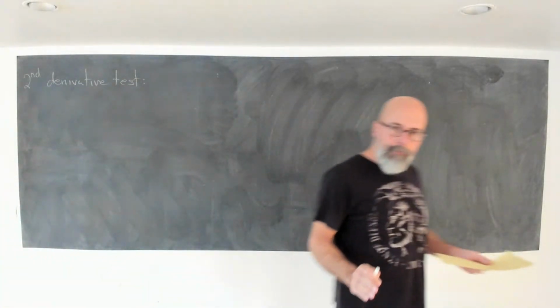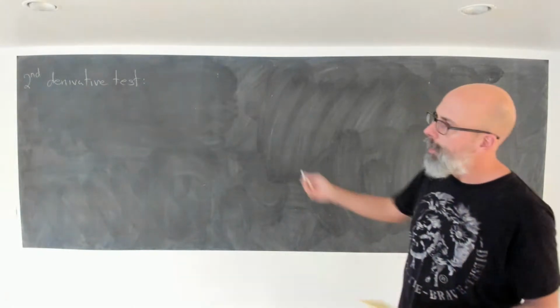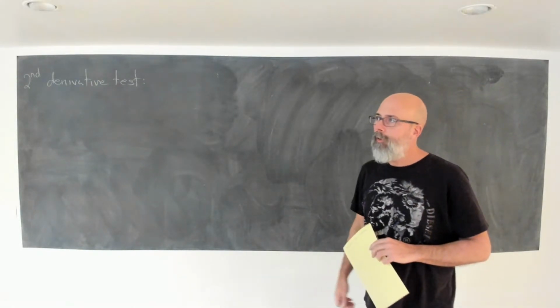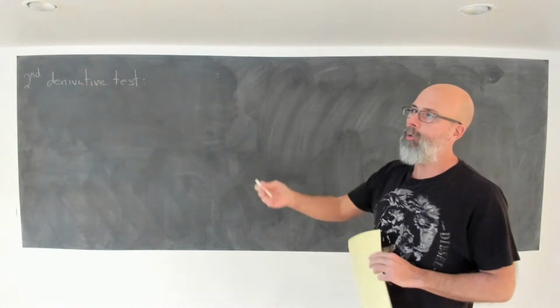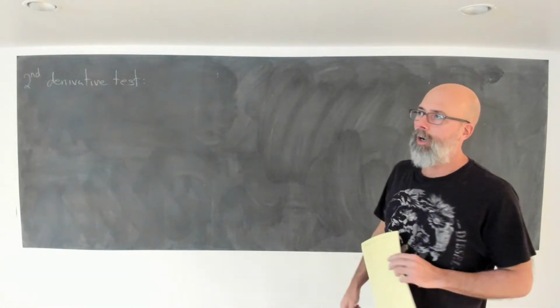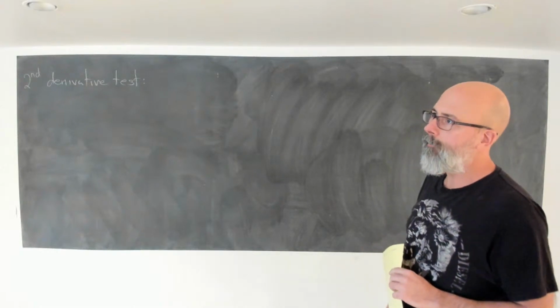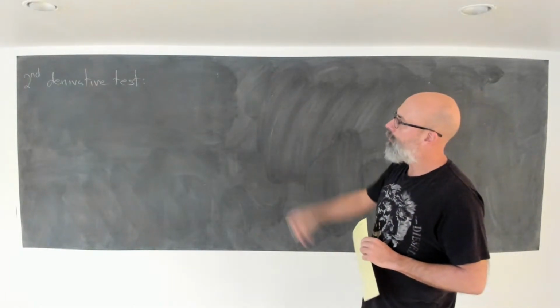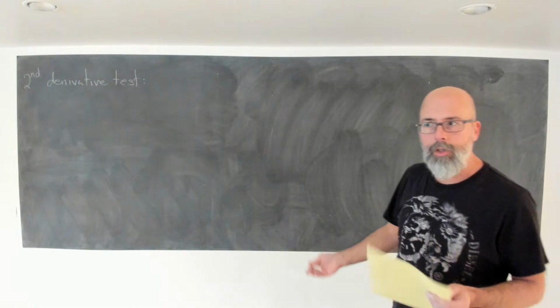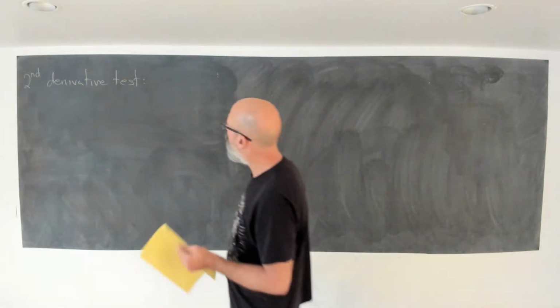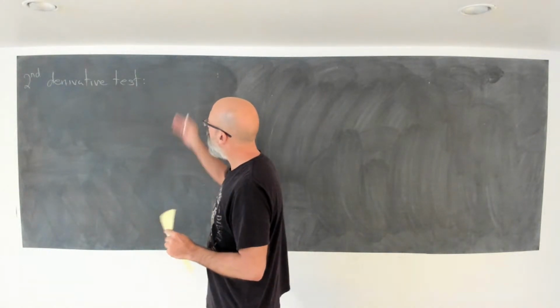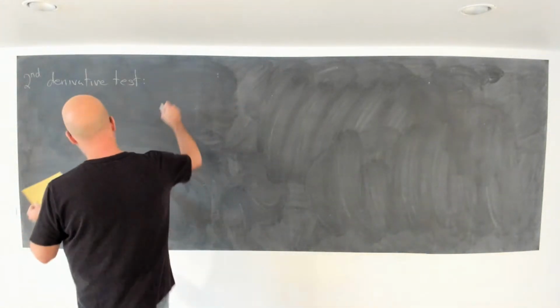More complicated. If you remember the second derivative test in Cal 1, if you had a critical point where the derivative was 0, if the second derivative was less than 0, it was a local max. If the second derivative was greater than 0, it was a local min. Here, a bit different.